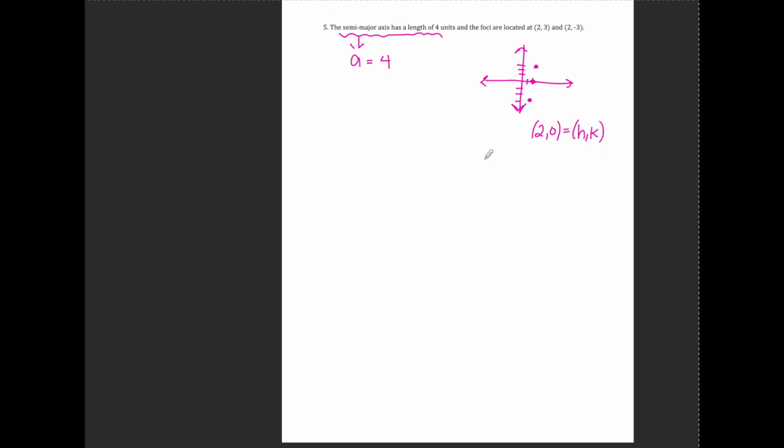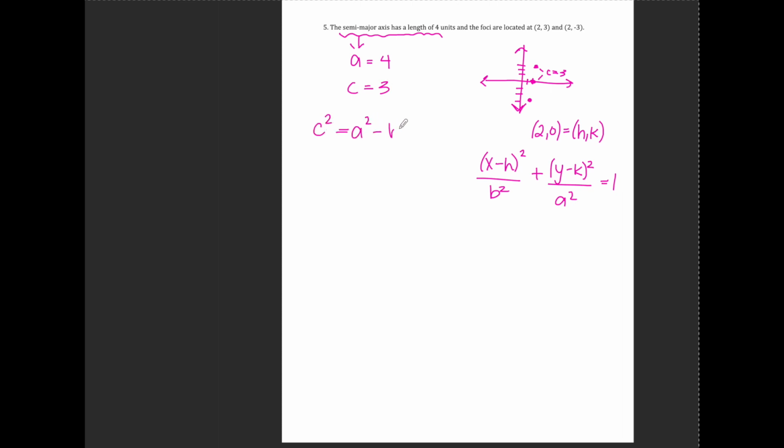Again, since this is a y-type equation, I'm going to have to fill in (x minus h) squared over b squared plus (y minus k) squared over a squared is equal to 1. I already have h and k. I have a. I can see on my picture here that c is going to be this distance, which is 3 units. So I know that c is 3. I can now use a and c to help me find b.